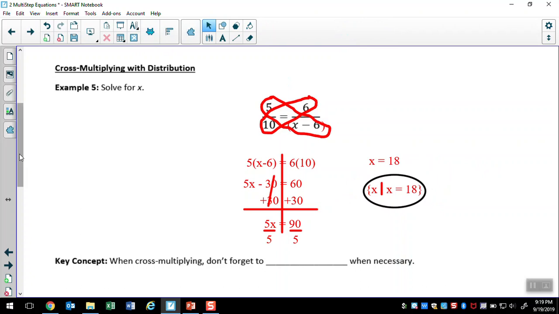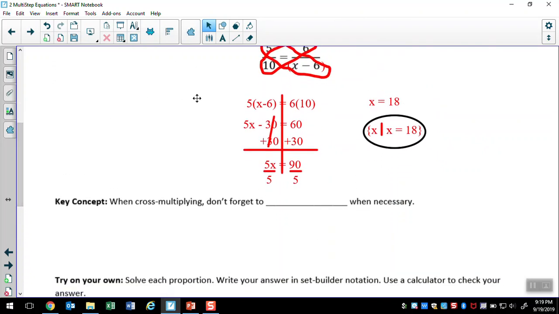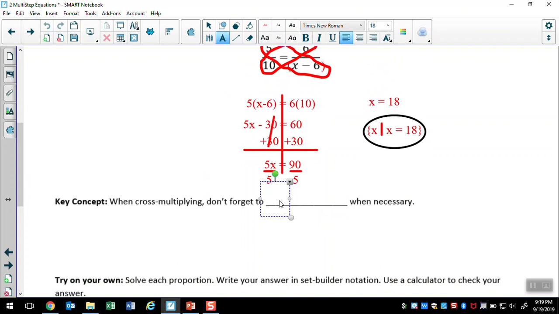Okay, so our key concept here is when we're cross multiplying, we don't want to forget to distribute when necessary. So don't forget to distribute when necessary.